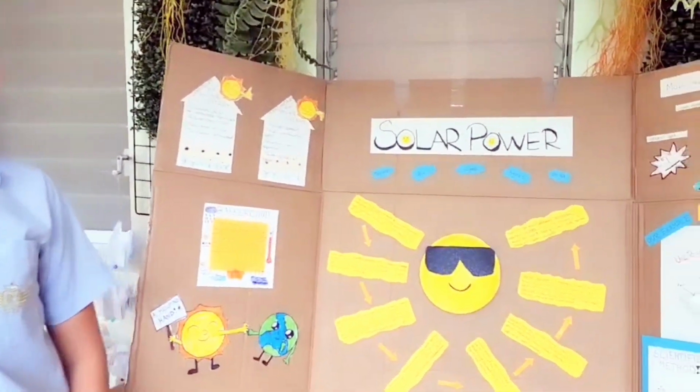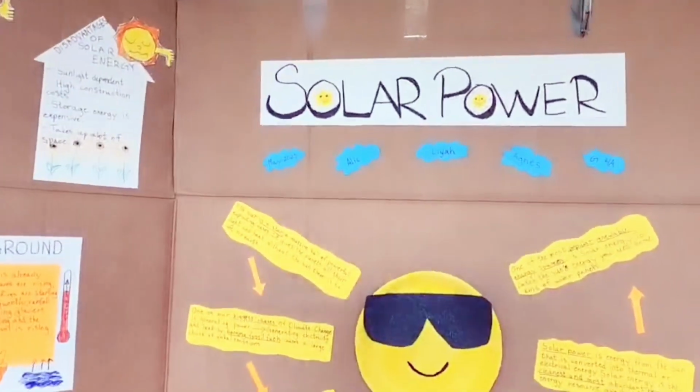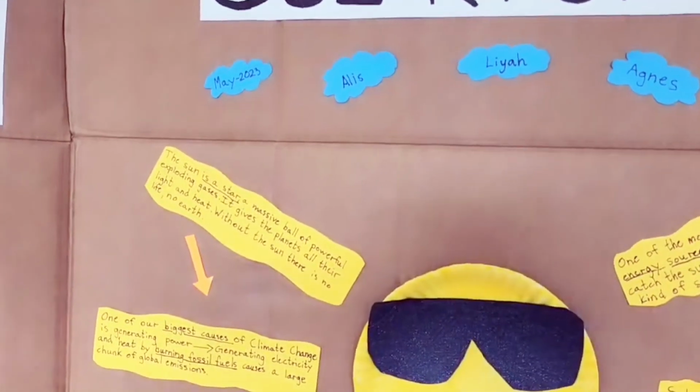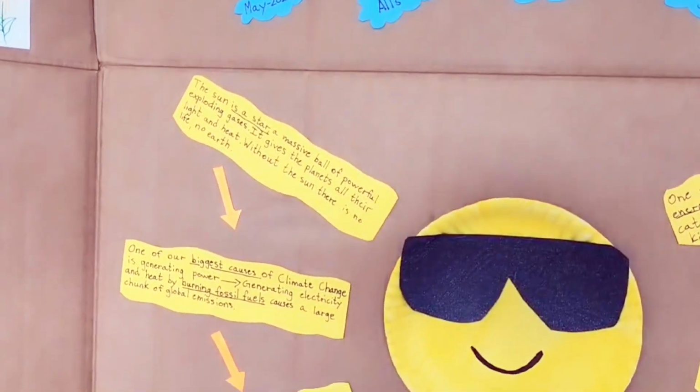The sun is a star, a massive ball of powerful exploding gases. It gives the planets all their light and heat. Without the sun, there's no life, no earth.